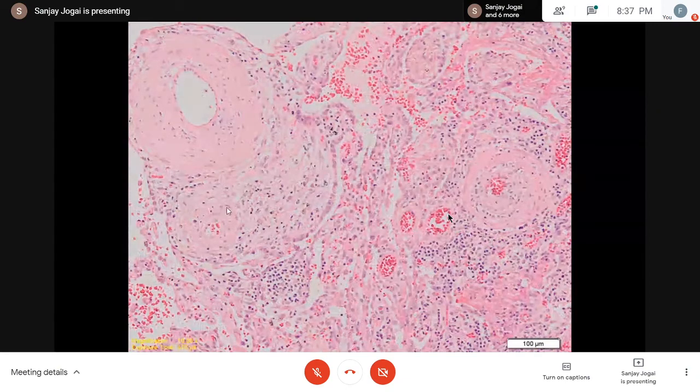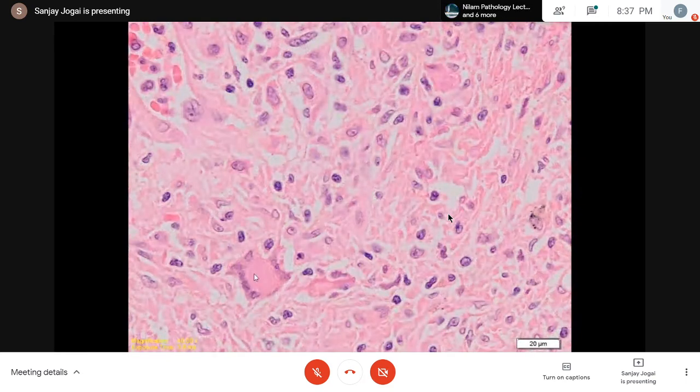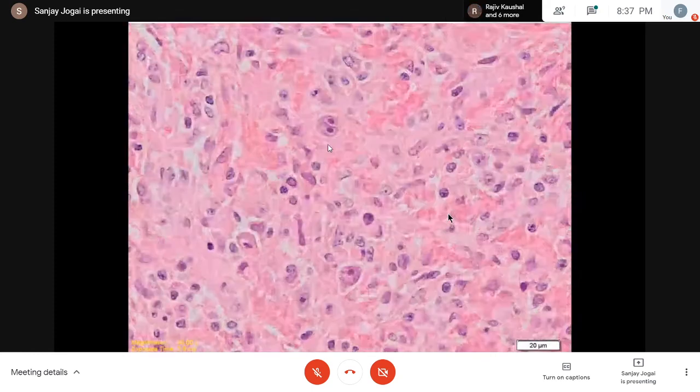Now that's one of the areas to show you the vessels, and you have cells infiltrating the vessel walls. As you look around, within that admixture of cells, you start seeing these slightly larger cells which are nucleolated, and an occasional giant cell appearing as well, polymorphic background.